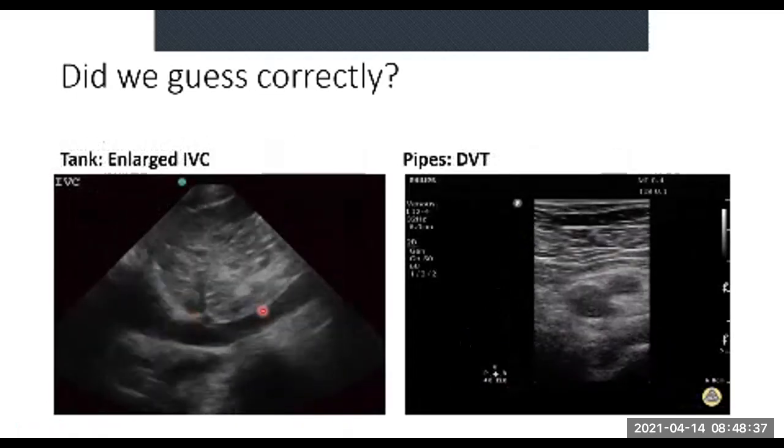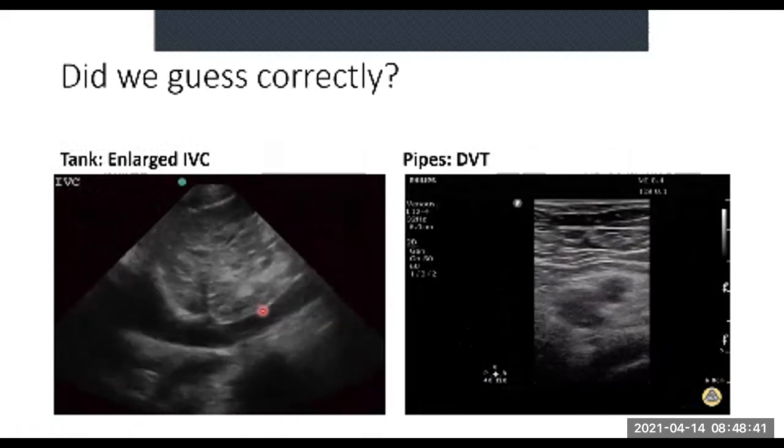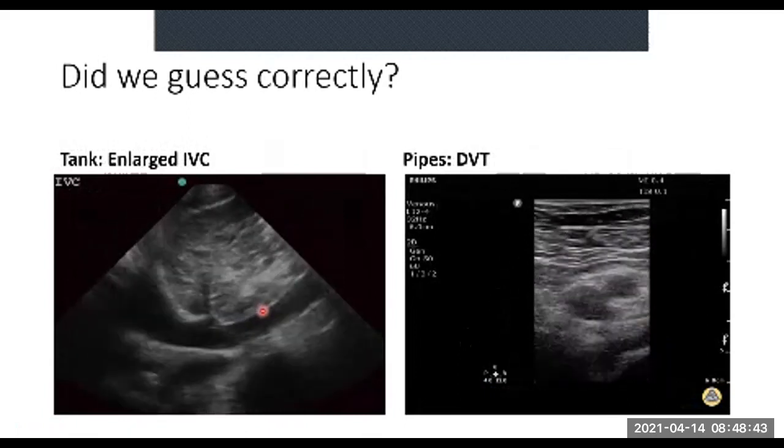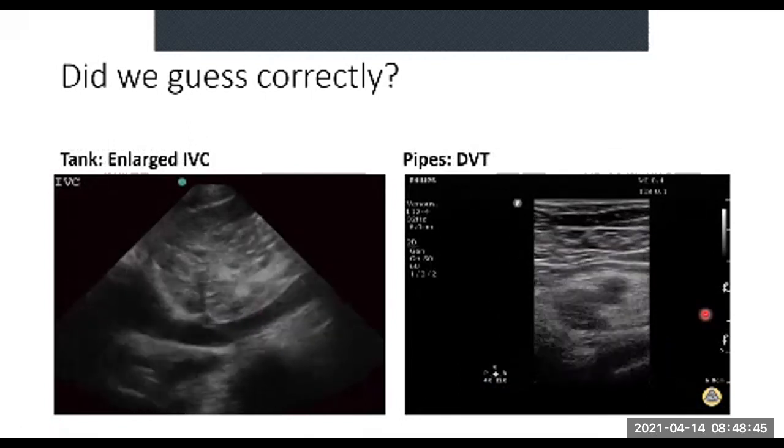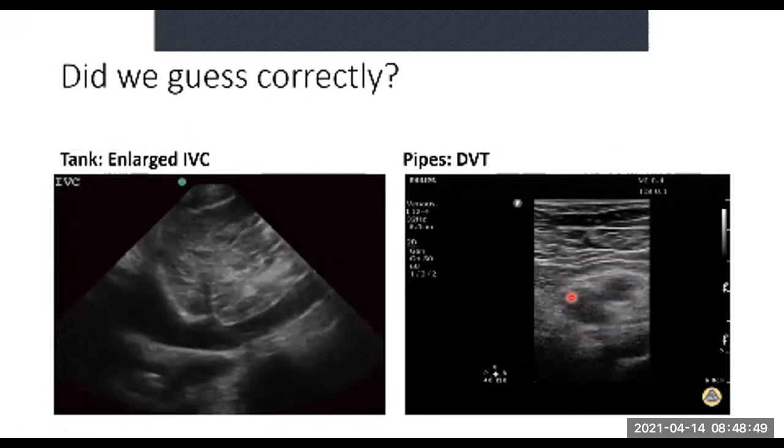And then we'd see an enlarged IVC, like we said, because of the backlog that's taking place in the right ventricle. And we may see DVT. So remember, we're talking about the poor compressibility of the femoral vessels.